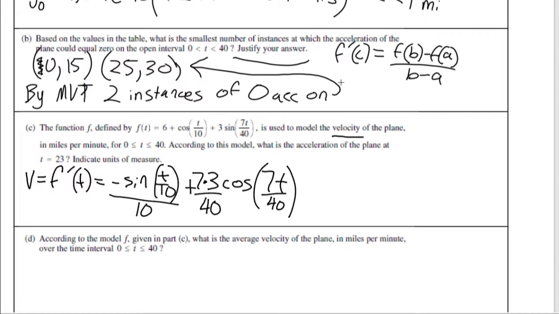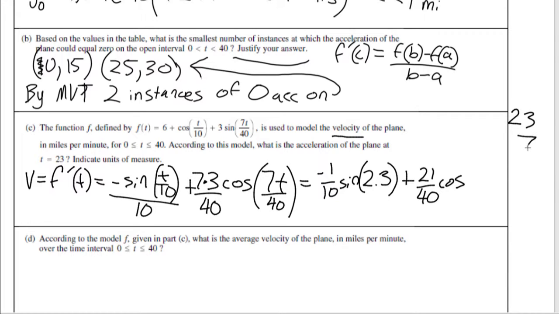That's 23 divided by 10. I think for this one, because we don't have a calculator, you can't simplify it. You just leave it as sine of something. So the answer here is going to be negative 1/10 sine of 2.3 plus 21 over 40 cosine of, we're plugging in 23, 23 times 7, 161, so 161 over 40. That's the answer.